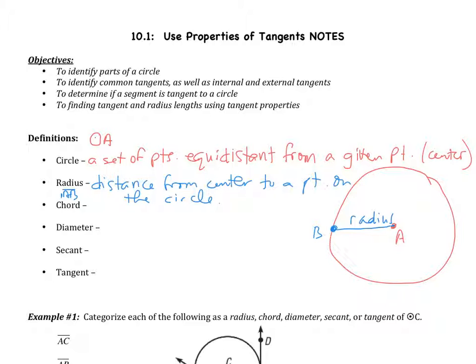All right, I'm going to choose another point. I'm going to make it C, and this is also going to be on the circle, and I'm going to draw a line from B to C. BC is a chord, so if I said BC, I'm going to put a line above it. Now a chord is a segment, and I'm going to emphasize that it is a segment with endpoints on the circle.